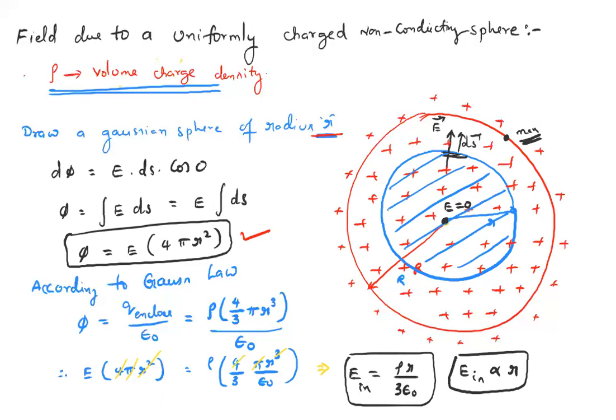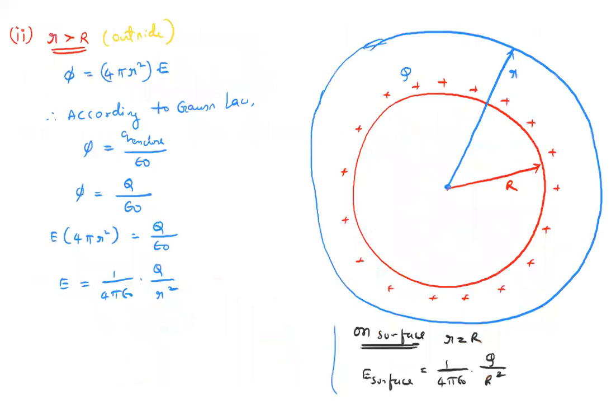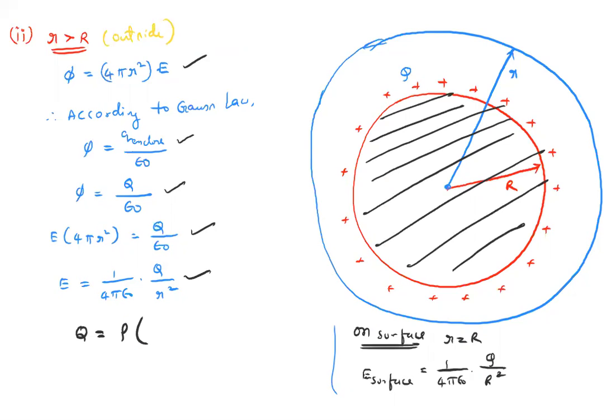Now, when you come to the outside point, it is similar. The total flux is 4 pi r square into E. According to Gauss law, charge enclosed by epsilon naught, Q by epsilon naught. Then E into 4 pi r square equals charge by epsilon naught. Now, what is the charge enclosed here? Charge enclosed is equal to rho times the charge enclosed up to the region of capital R only. Even though you are considering a Gaussian sphere outside, the charge is enclosed only up to the radius capital R. That's why 4 by 3 pi capital R cube.